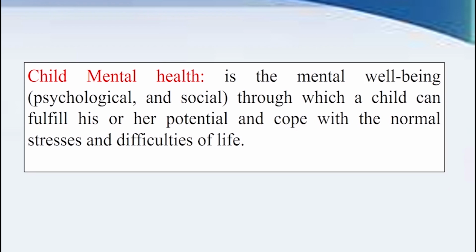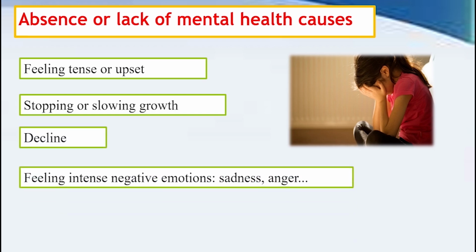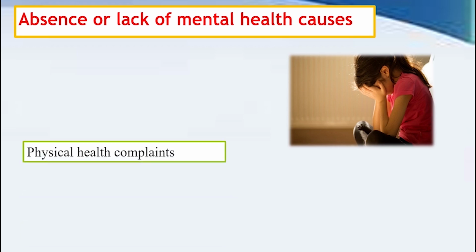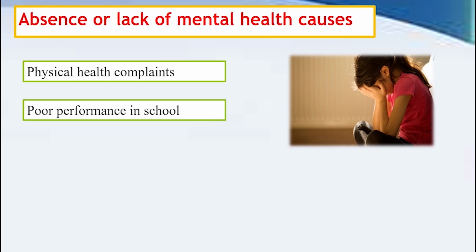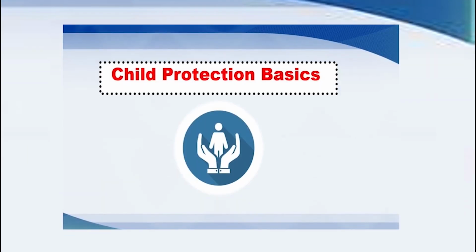Child mental health can be defined as the mental well-being, the psychological and social aspects through which a child can fulfill his or her potential to be able to deal and cope with normal stresses and difficulties of life. Absence or lack of mental health can cause feeling tense or upset, may stop or slow child's growth, child decline, feeling intense negative emotions such as sadness, anger, and so on, physical health complaints, poor performance in school, child's isolation, fatigue, etc.